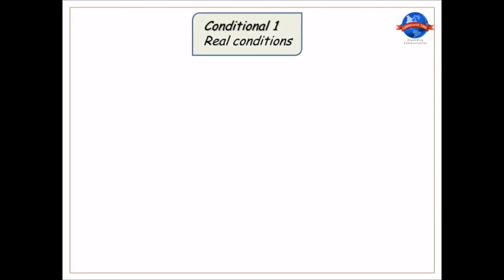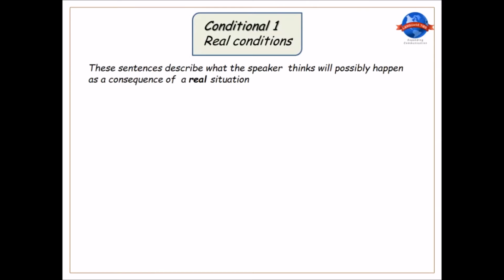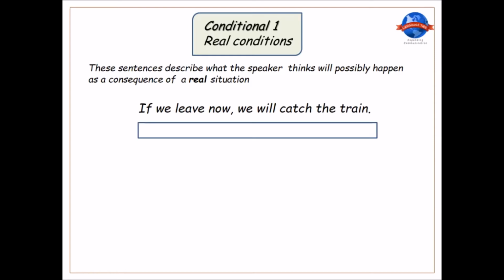Next, we have the conditional one, real conditions. These statements describe what the speaker thinks will possibly happen as a consequence of a real situation. For example, if we leave now, we will catch the train. The structure is if present in the conditional clause and future in the main clause.